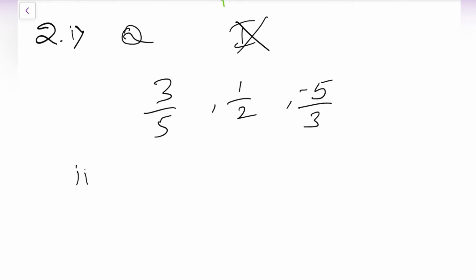Next, second question. A whole number which is not a natural number. We need to write a number which is whole but not natural. So like this, we have only one number, that is nothing but the number 0. 0 is a whole number but not a natural number.